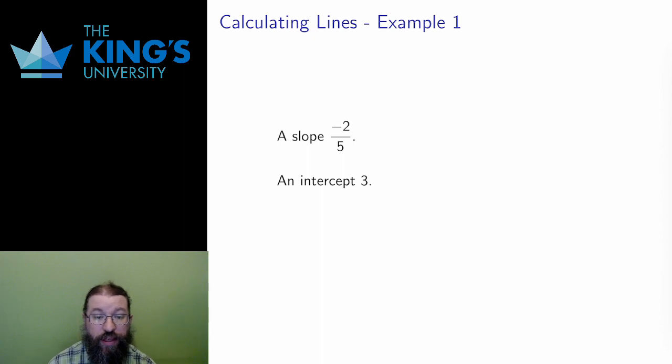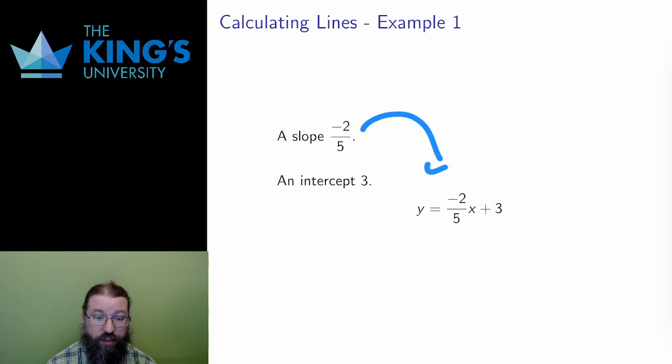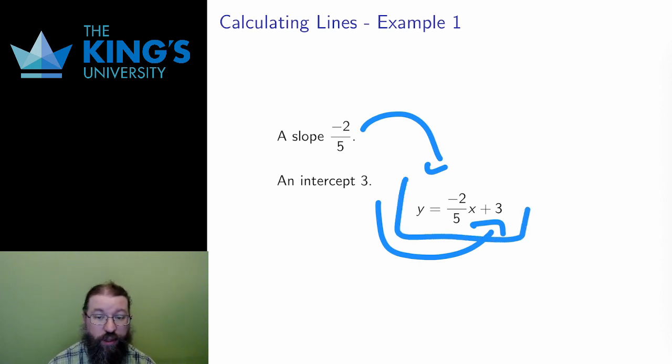If I am simply given the slope and the intercept of a line, I can just put them in the slope-intercept form. So if someone tells me that the slope is -2/5, that number becomes m, and if the intercept is 3, that number becomes b. So the line with slope -2/5 and intercept 3 has equation y equals -2/5 x plus 3.